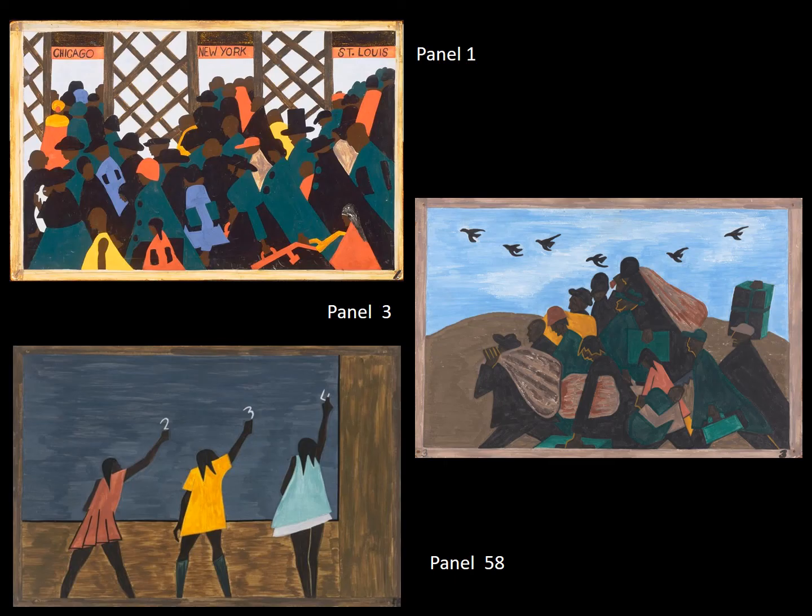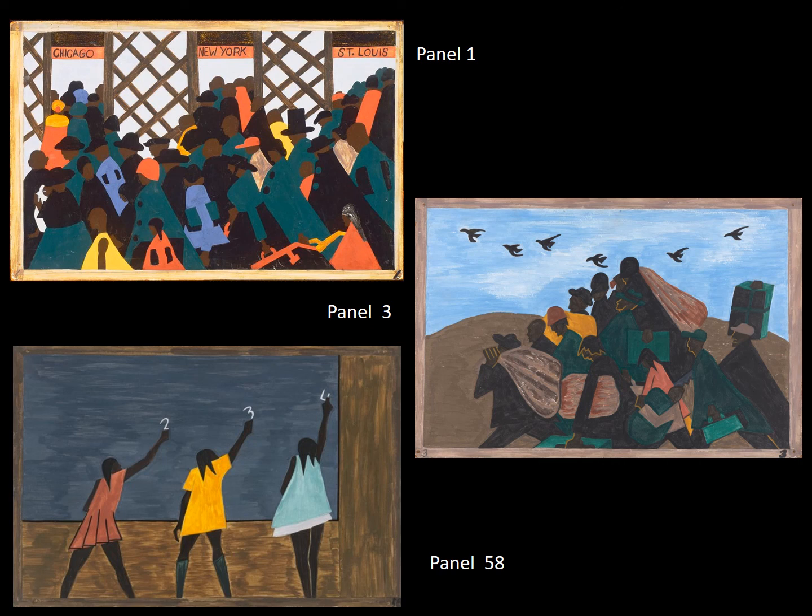Now, as I said, there are 60 of them, so I can show you very quickly a few, and we'll look at panel 3 in a little bit more detail. But you can see how it's meant to chronicle the pathway of this movement. And it begins with panel 1, which is the train station. And here you could see people flocking towards those cities that really received the bulk of the migrants, which were New York, Chicago, and St. Louis.